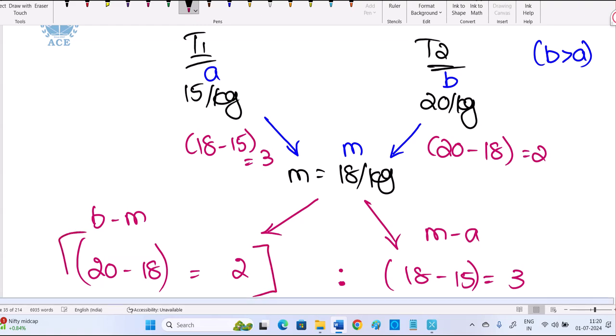This one and this one. The mixed ratio is nothing but 2 is to 3.